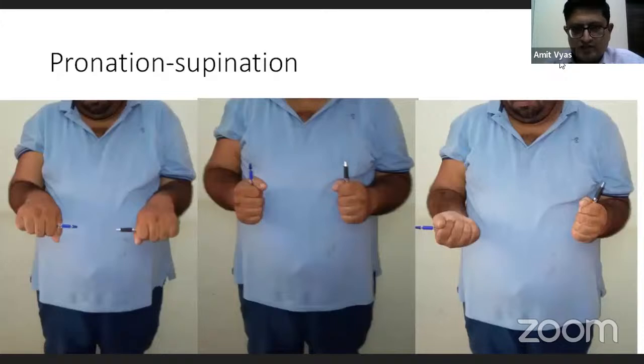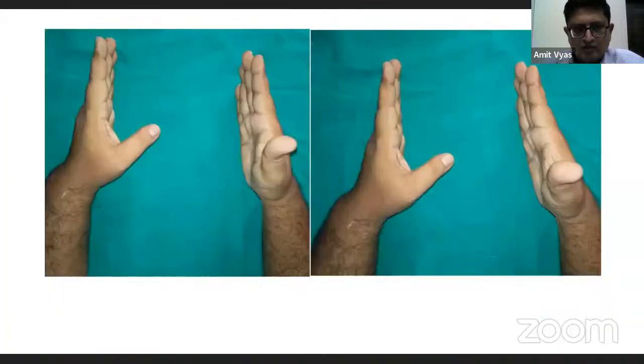So this was the wrist range of movement. He has restricted supination, although pronation was okay. And you can see he's not able to extend his thumb. And you can see the prominence of the ulna.